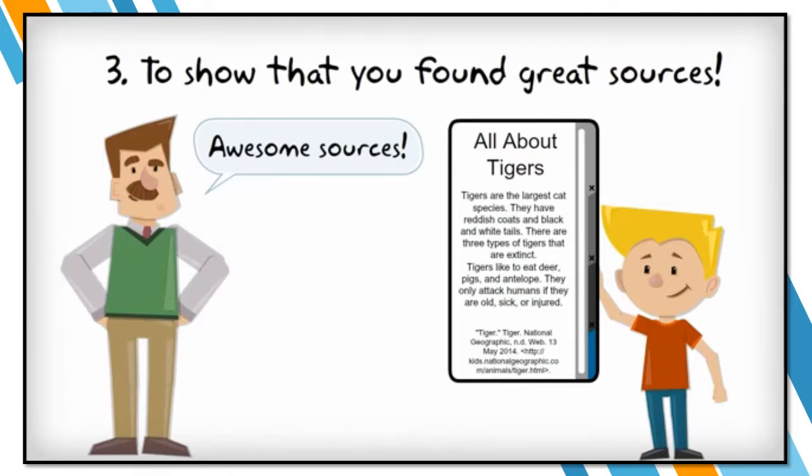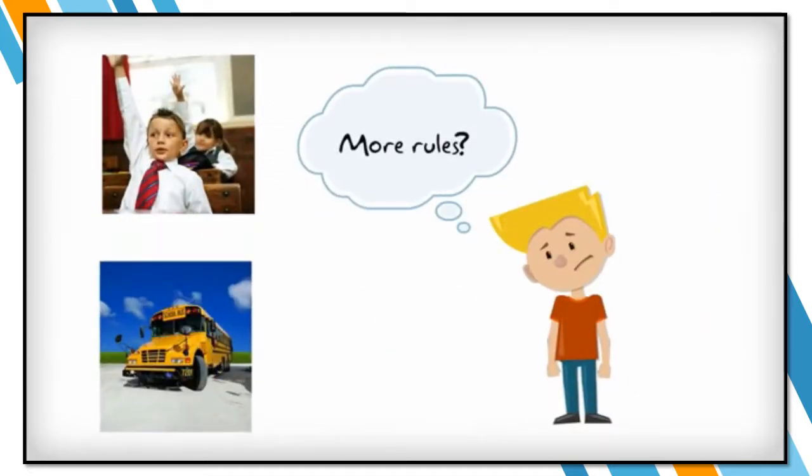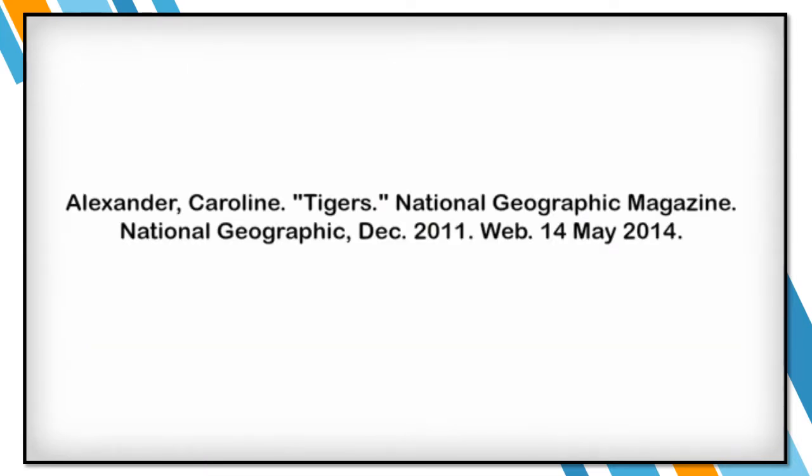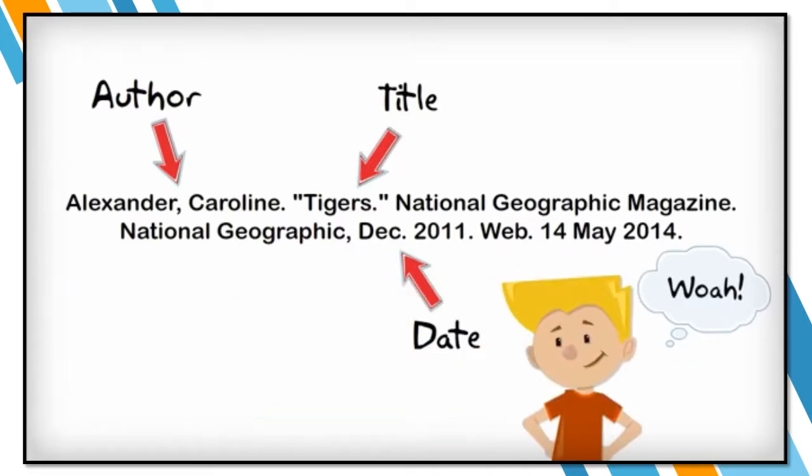Now, what's tricky about citations is that you have to make them look a special way. Just like there are rules that you need to follow in school and on the bus, there are certain rules that you need to follow when putting together a citation. Here's how a citation would look for a website that I found on Tigers. You can see the author, title, the date the information was added to the website, and other pieces of information.